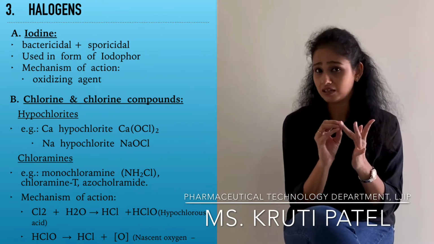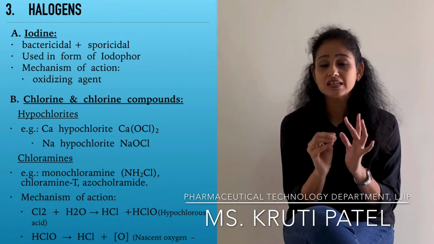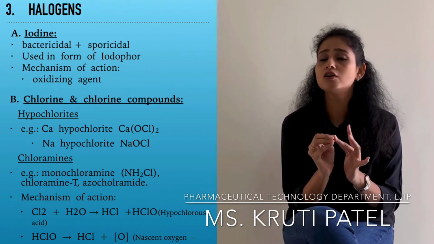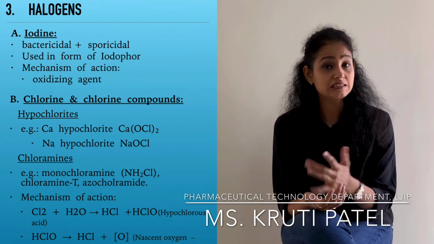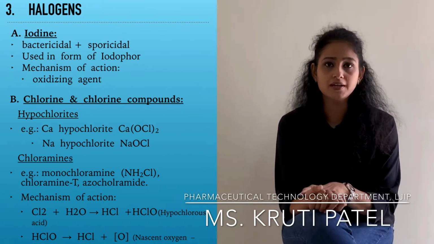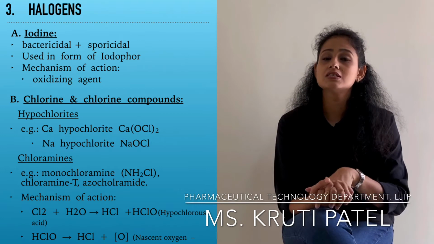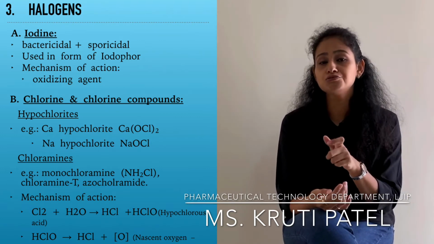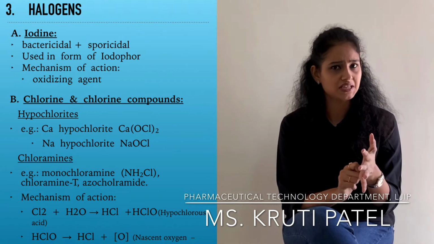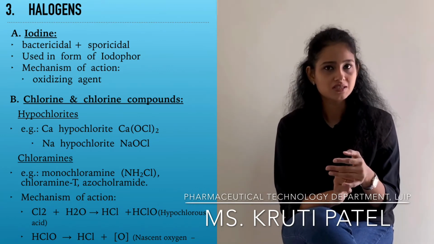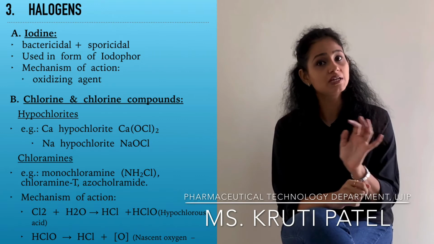It gives staining. When you use iodine, it gives staining on your hand or on the surface which you are using. So that staining is actually not required, right? So always this iodine is used in the form of iodophore. When you apply betadine, is it giving stain? No, it is not giving stain. It has a yellow color, but it never gives stain.